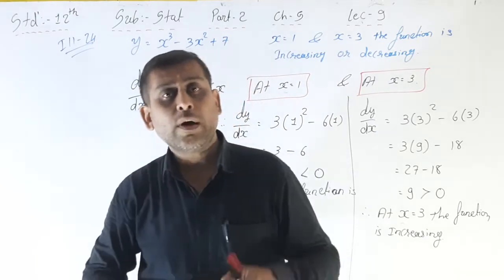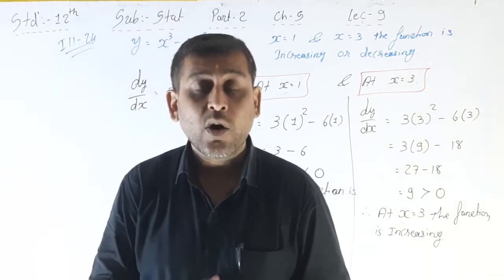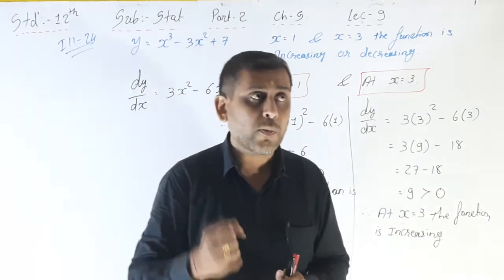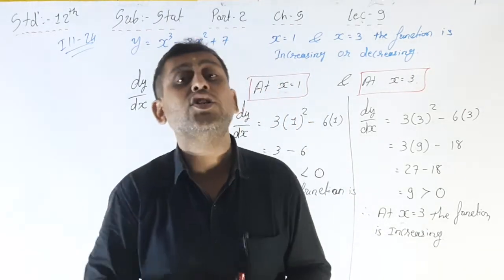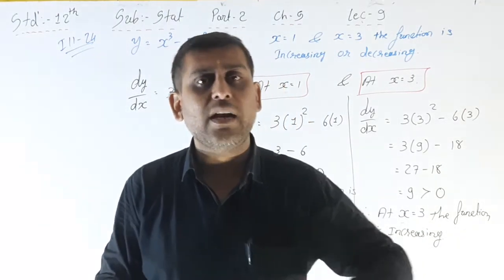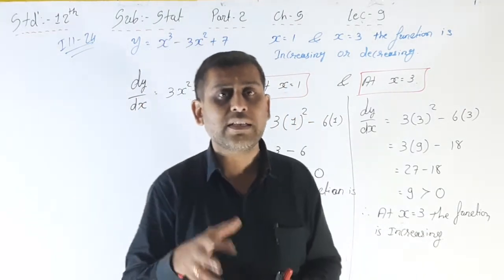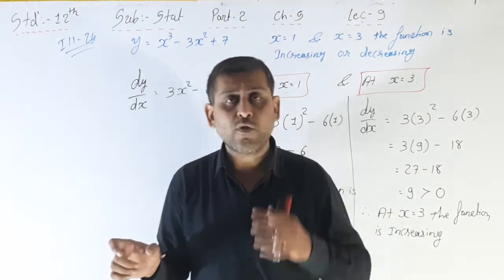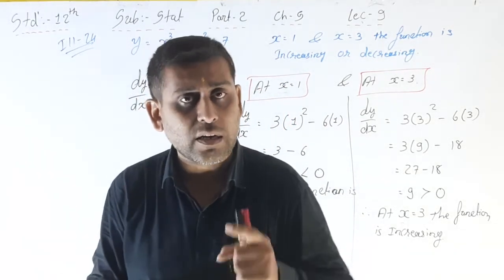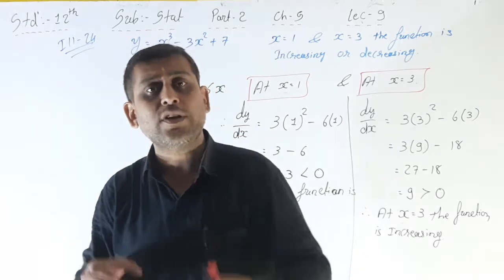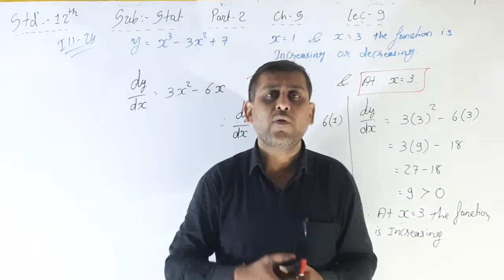So what is the definition, or the formula, or the condition for the maximum and minimum of a function? To find the maximum and minimum of a function, we have two conditions: for maximum we have two conditions, and for minimum we have two conditions.